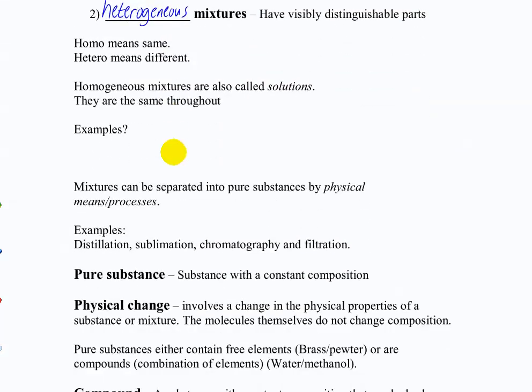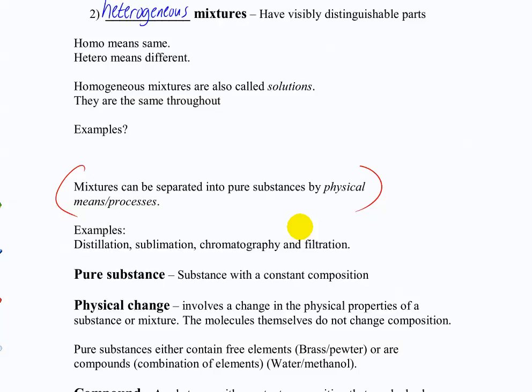All mixtures do have this particular quality: mixtures can be separated into pure substances by physical means, not chemical means. That's what separates a pure substance from a mixture. If you take a homogeneous mixture, like the air or the tap water, even if you have to get down to the submicroscopic level, you can actually pull those pieces apart. And you can use physical techniques like distillation, evaporation, sublimation, chromatography, filtration, all of these things to actually separate those substances. And we're going to do some of that in the lab at some point. Those are all physical means.